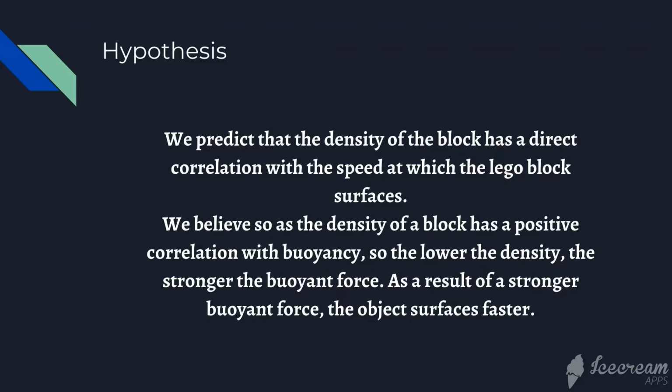Our hypothesis is that we predict that the density of the block has a direct correlation with the speed at which the Lego block surfaces. We believe so as the density of a block has a negative correlation with buoyancy. So the lower the density, the stronger the buoyant force. As a result of a stronger buoyant force, the object surfaces faster.